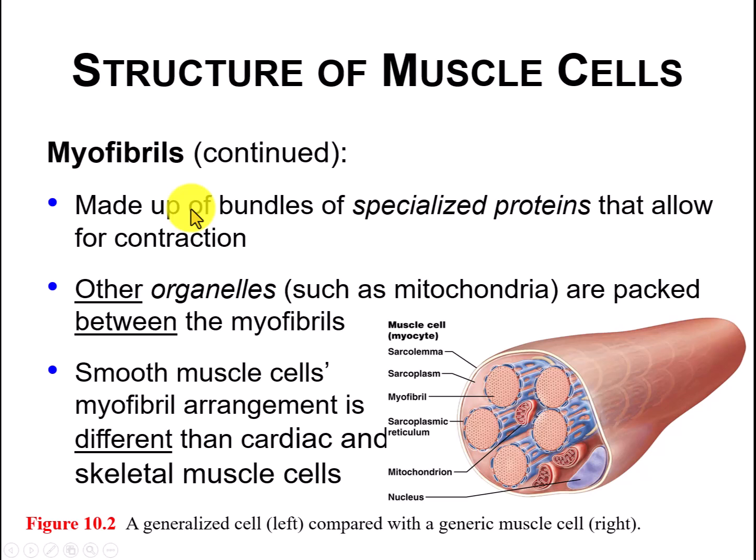They are specialized bundles made up of specialized proteins that allow for contraction. Other organelles, such as our mitochondria, again, as I pointed out, are packed between the myofibrils. And then smooth muscle's myofibril arrangement is going to be different, as we'll see at the end of chapter 10. But cardiac and skeletal have a similar arrangement. That's why they're striated, and that's why our smooth muscle is not striated.